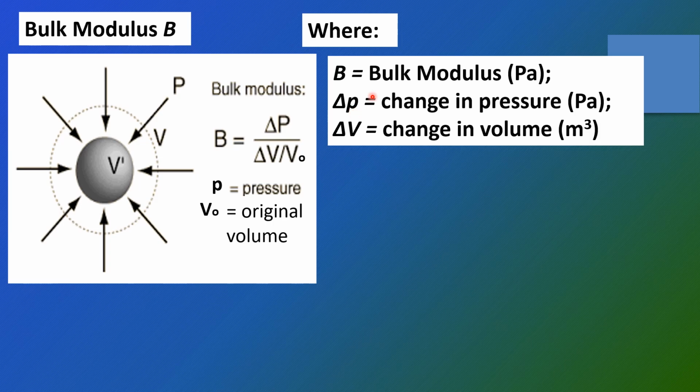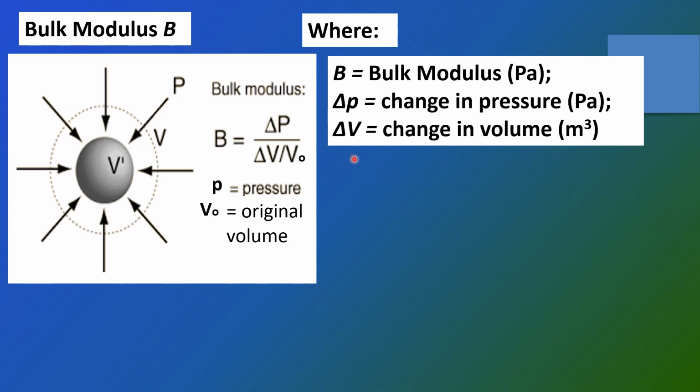Okay. The corresponding change in pressure, delta P, has its SI unit also in Pascal. While the change in the volume, delta V, is expressed also in the SI system, the unit is meter cube.